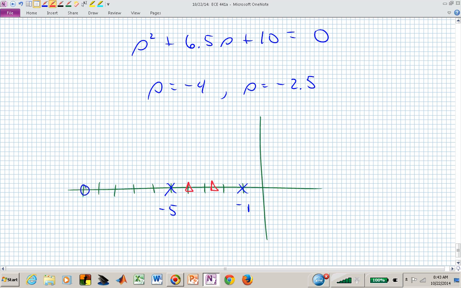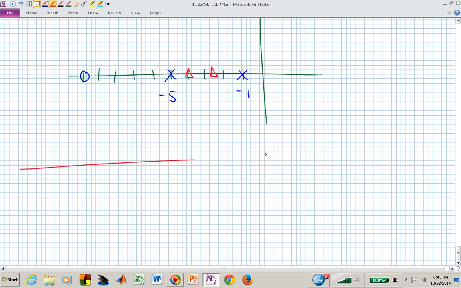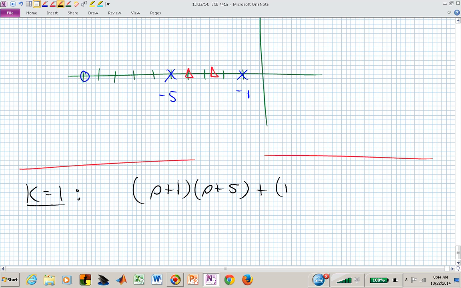But that was good, wasn't it? By increasing the gain a little. What if we increase it a little bit more? Suppose we say, well, let's just go another half of a value. What if we let K equal 1? Well, you know the game. Here's d of s plus K times n of s.